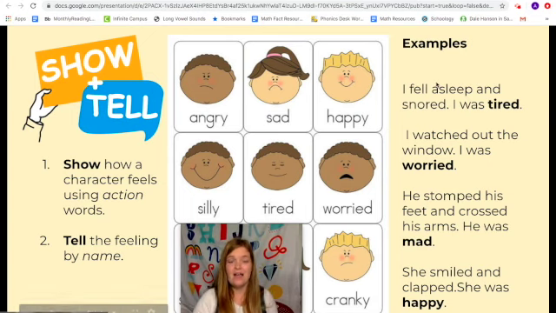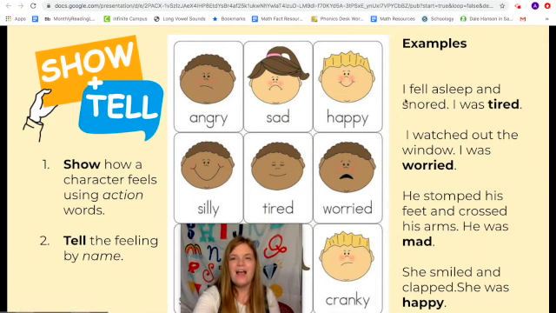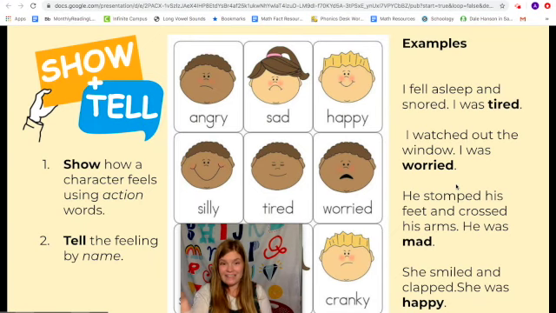Instead of writing, I was tired, try writing, I fell asleep and snored. I was tired. Instead of saying, it was scary, try saying, I watched out the window. I was worried. There's a show, there's an action, and then there's a telling a feeling by name. Listen to this one. Instead of saying, he was mad, you could say, he stomped his feet and crossed his arms. Those are two actions that show anger. He stomped his feet and crossed his arms. He was mad. I did a show and tell.